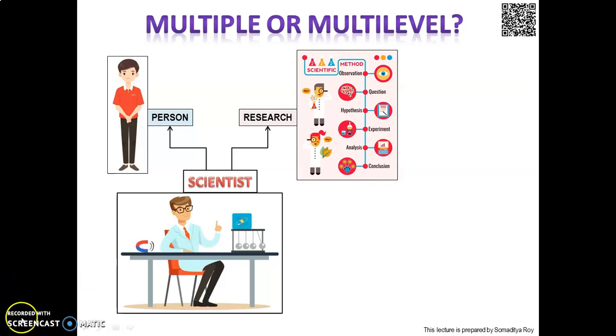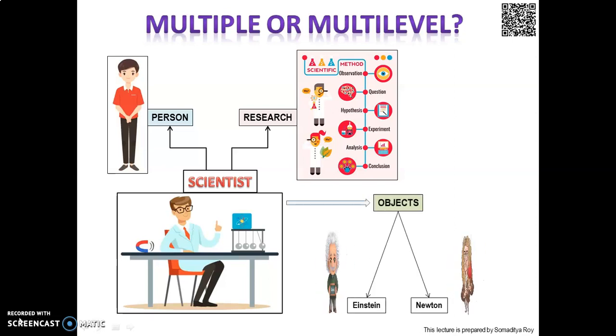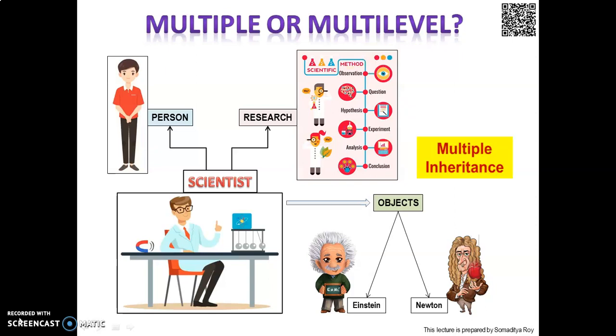So, on the other hand, we can say a scientist is a person who can research, and Einstein or Newton is basically an object of that kind. Therefore, we can say scientists actually inherit two different concepts, and the concepts are person and research. This is called multiple inheritance.